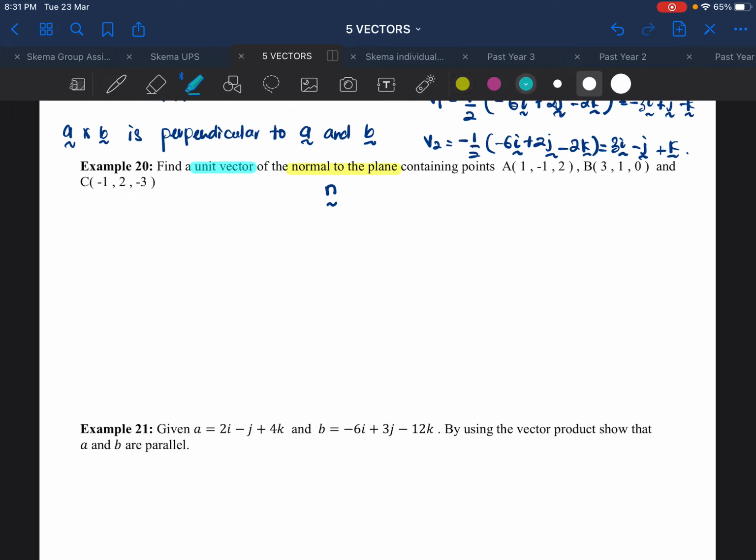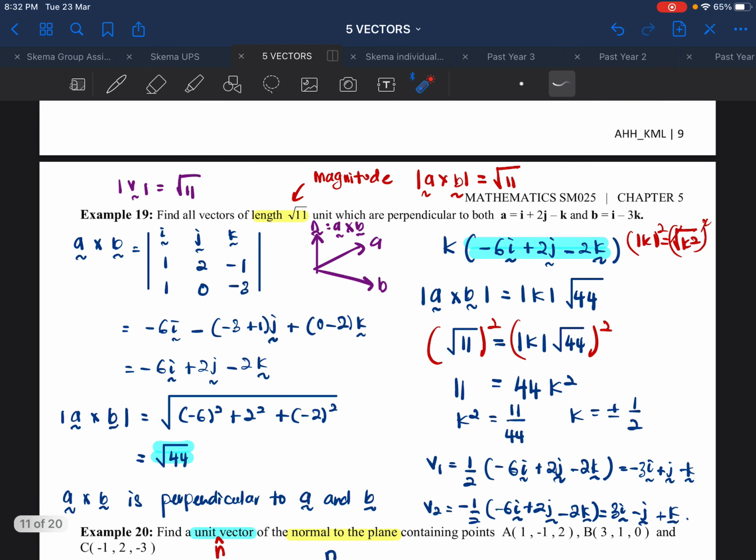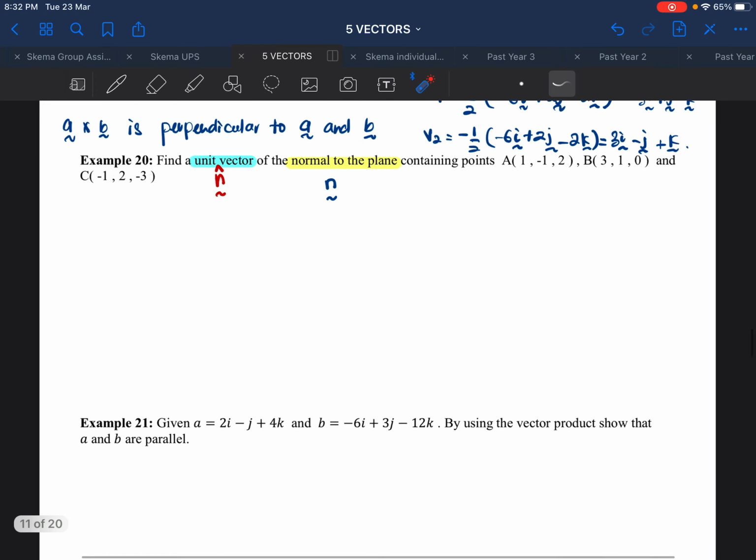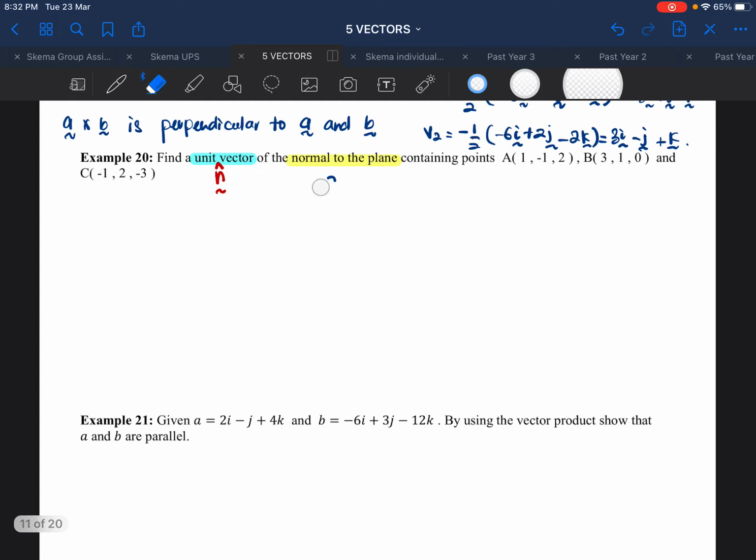Unit vector tu ialah, kalau kita tulis, N hat. Unit vector sahaja ialah V hat ataupun U hat. Tapi sekarang dia kata unit vector perpendicular. Normal dengan perpendicular ialah benda yang sama. So unit vector perpendicular to the plane. So kita nak cari normal hat lah dekat sini. Sama juga dengan soalan atas ni. Dia kata vector perpendicular to both A and B. So kita cari normal dia lah, ataupun kita cari A cross B kita kat sini. Okay, so sekarang apa yang kita kena buat ialah kita perlu cari unit vector normal to the plane.